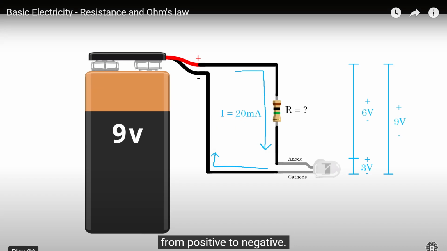Ooh, do you guys remember that discussion we had about conventional current? Conventional current is the way that if you take electronics or if you study physics, they're probably going to teach you that current moves from the positive terminal to the negative terminal.